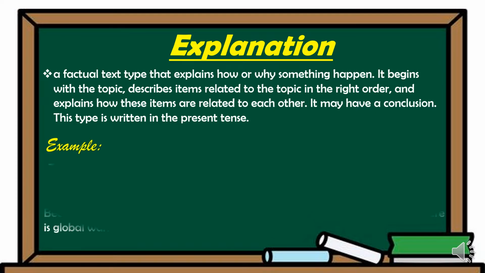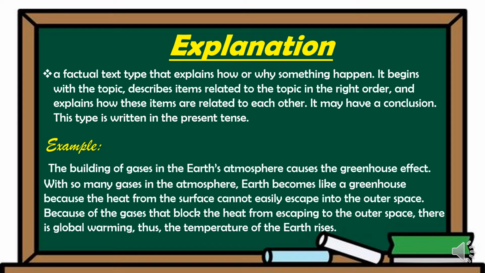Example: The building up of gases in Earth's atmosphere causes the greenhouse effect. With so many gases in the atmosphere, Earth becomes like a greenhouse because the heat from the surface cannot easily escape into outer space. Because of the gases that block the heat from escaping to outer space, there is global warming. Thus, the temperature of the Earth rises.